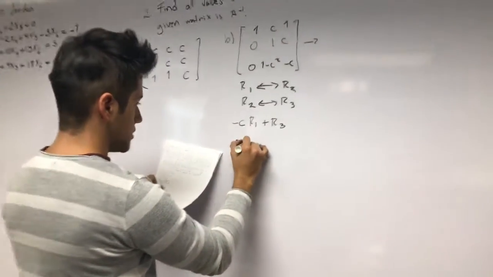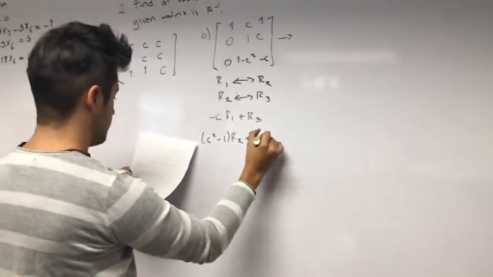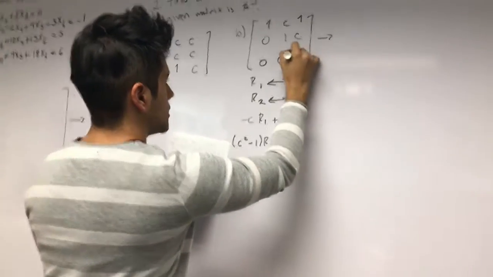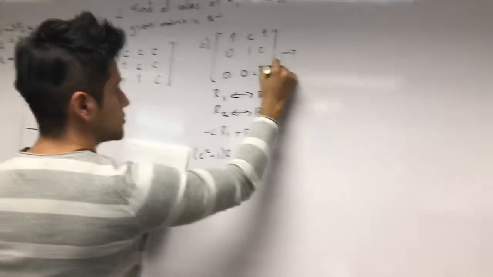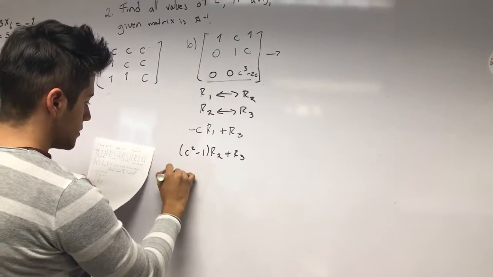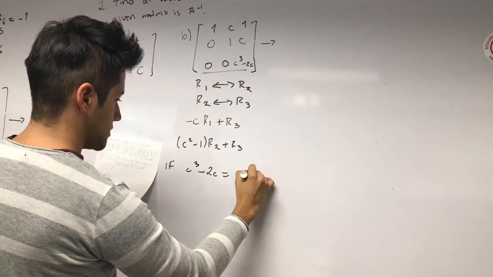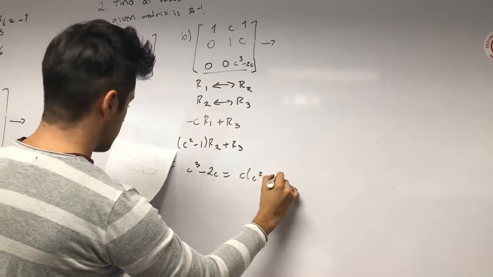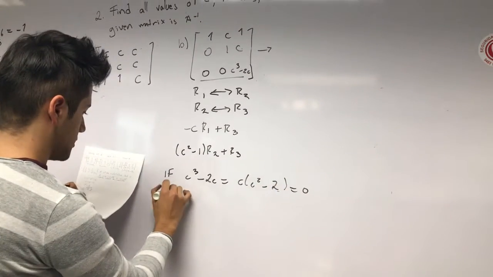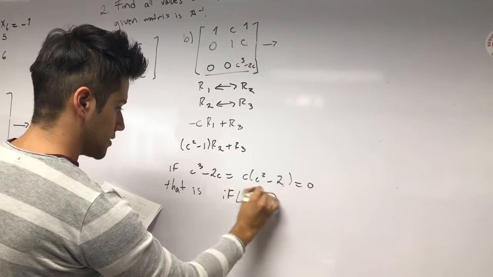Then we'll do C to the power of 2 minus 1 times row 2 plus row 3. And we'll eliminate this, making a 0. And here C to the power of 3 minus 2C. And finding this, C to the power of 3 minus 2C is the same as C times C to the power of 2 minus 2 equals 0, that is, if C equals 0, the matrix is not invertible.